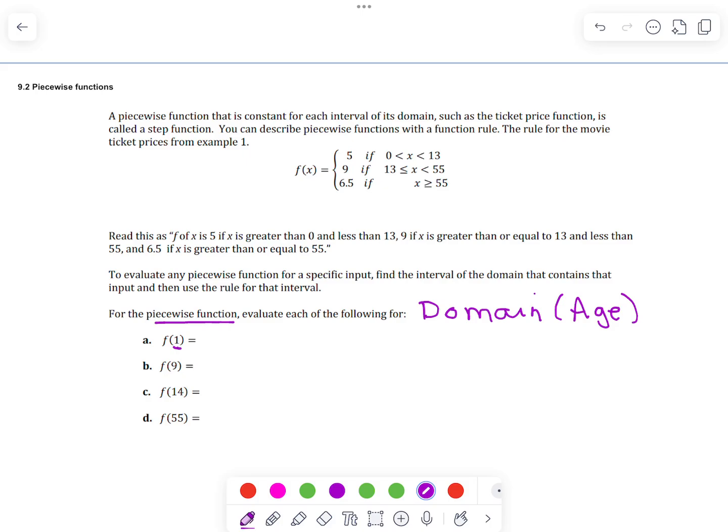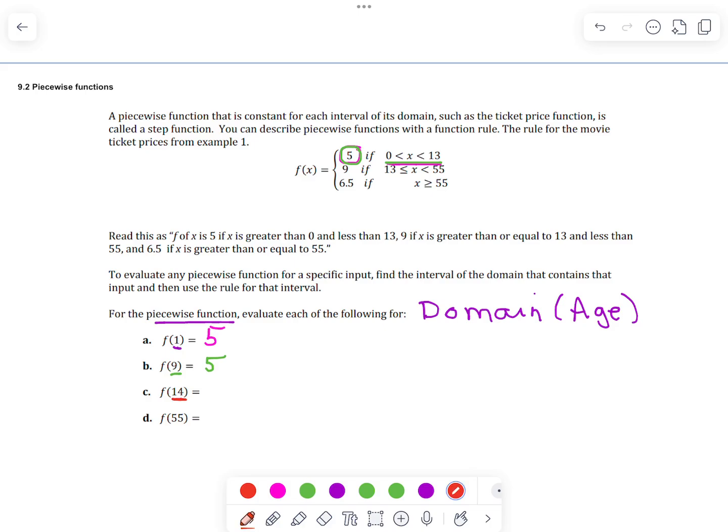So f of 1. So if our age is 1 year, what will be the cost? So we go up to the domain. So our domain falls in this first group. So between 0 and 13, what would be the cost? The cost would be output $5. The next one, f of 9. So now we go to our age group of interval from 0 to 13 again, and our output is also 5.